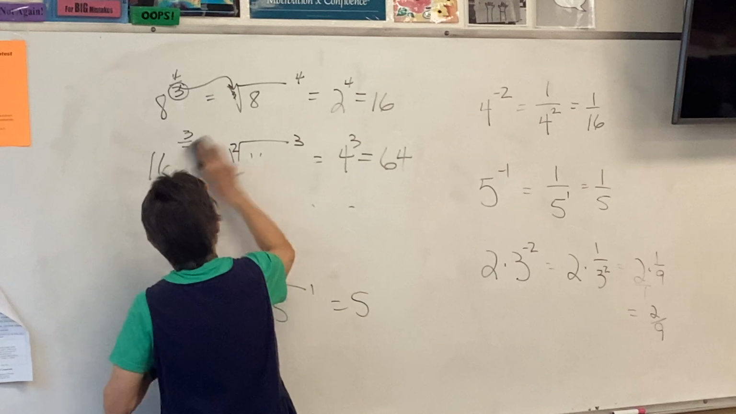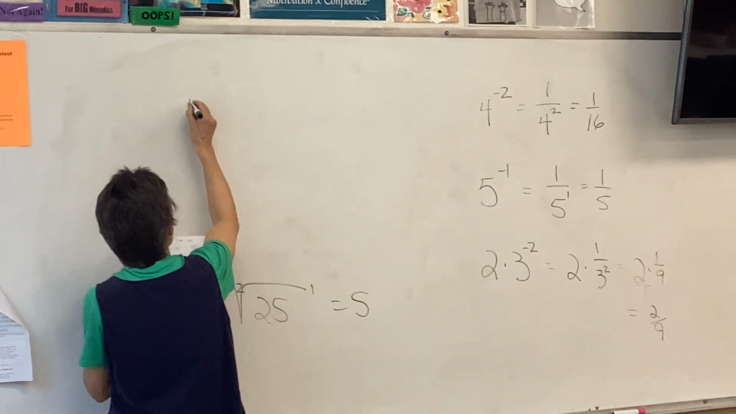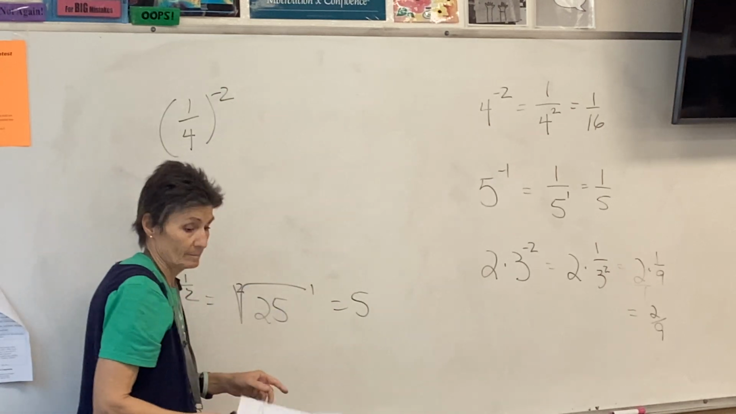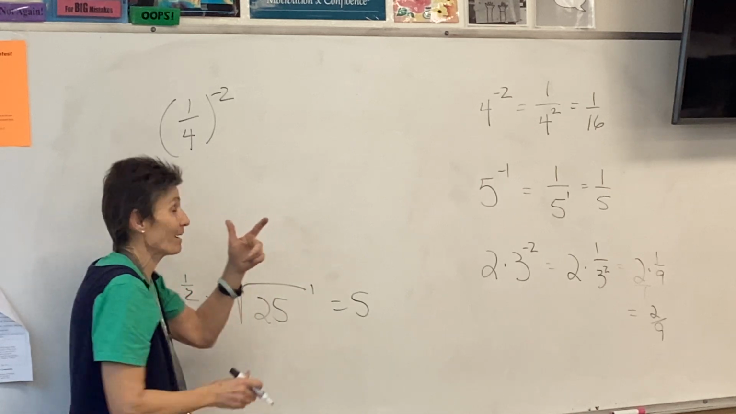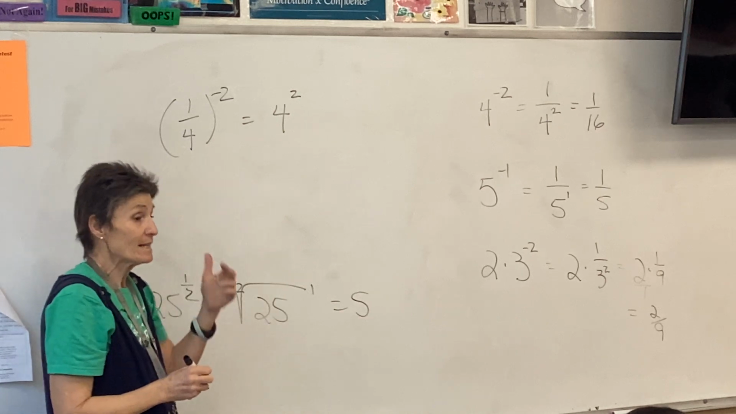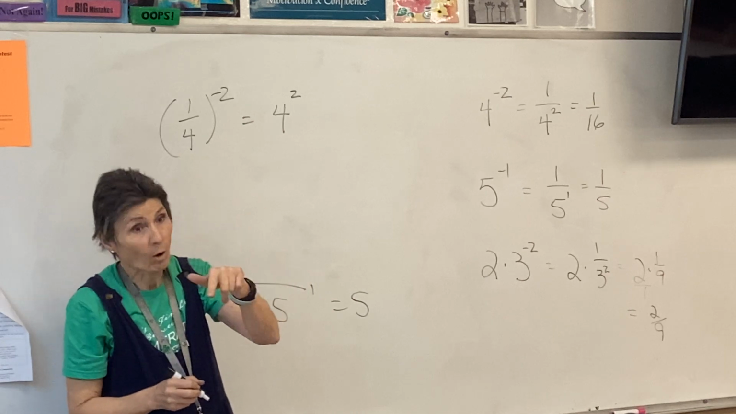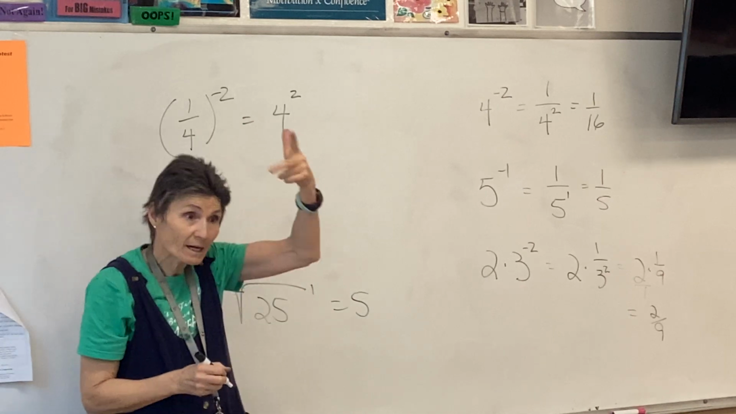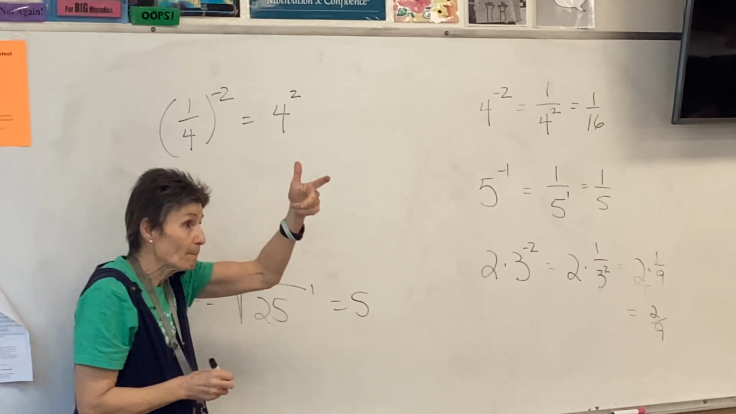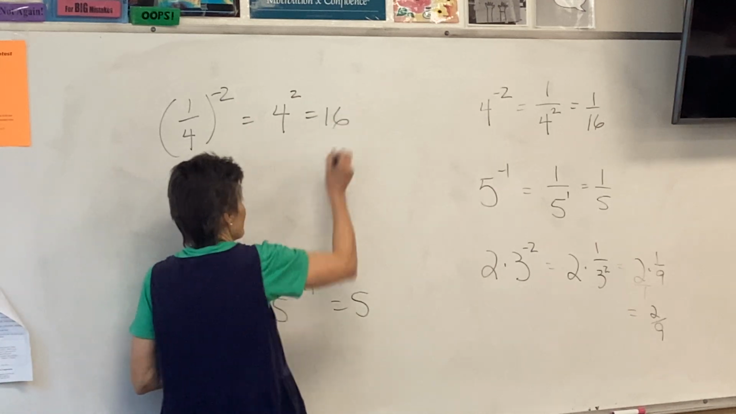Uh-oh. What about this next one? What do I do when it's already 1 over? Flip it back over. Exactly. So this is going to be 4 squared. Basically, a negative exponent flips you. So a 4 becomes a 1/4, but a 1/4 would become a 4. So you flip whatever you start with. So the answer to this problem would be 16.